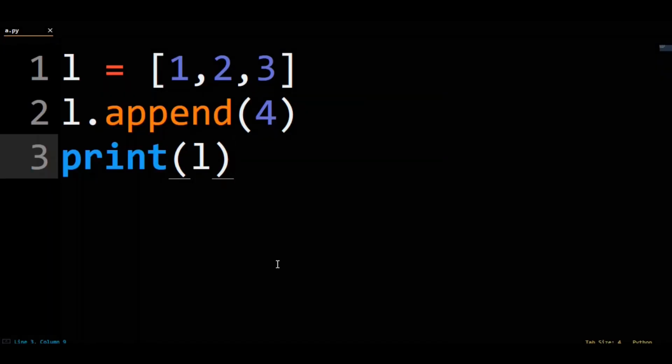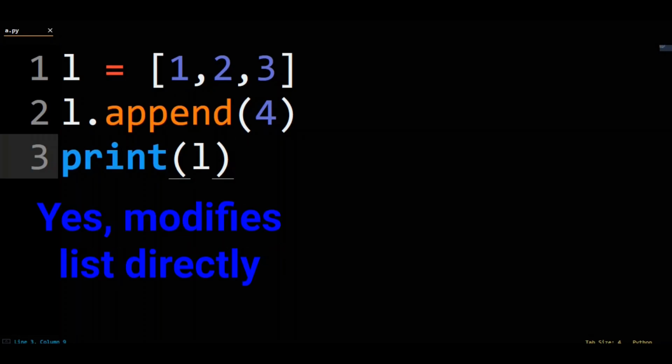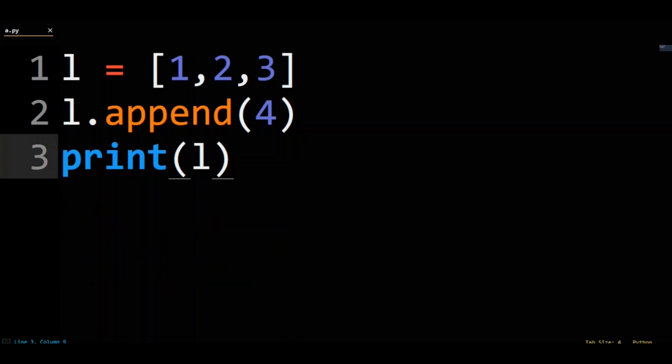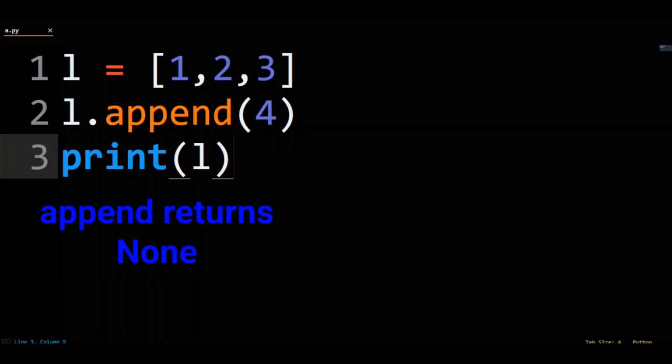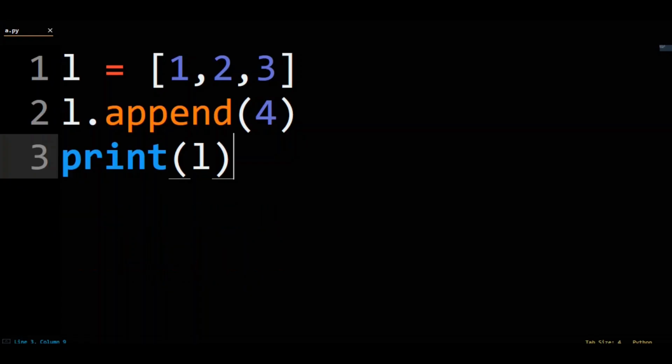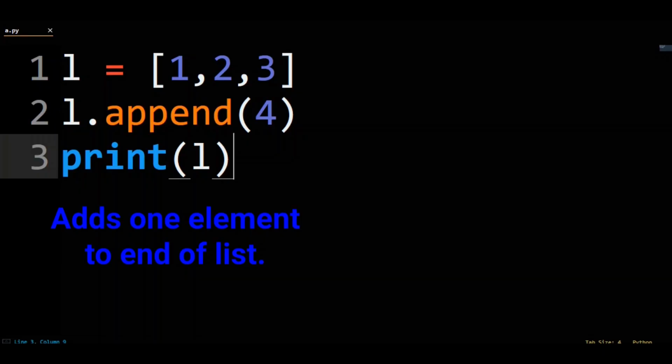So this example answers a couple of different questions. Does append mutate in Python? Yes, append mutates as it modifies the list directly and doesn't return a new list. What does append return in Python? Append returns nothing, or more specifically, None. Append returns None as it doesn't return a new list, it modifies the existing list. What does append do in Python? It adds a single element, in this case the integer 4, to the end of the list.